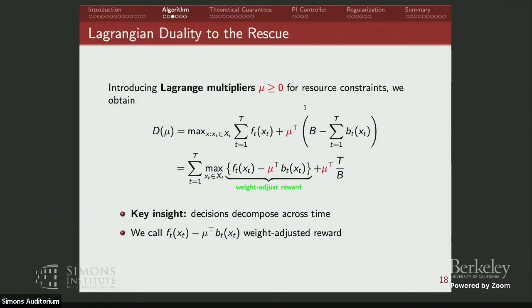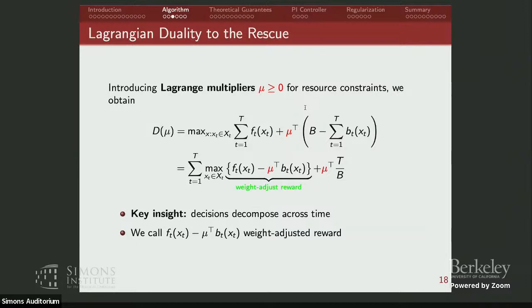So here, what we did is we introduced the Lagrangian dual variable mu to relax the constraint. Here is the dual function. A key observation here is that for the dual objective function, the decision is going to be decomposed across time.